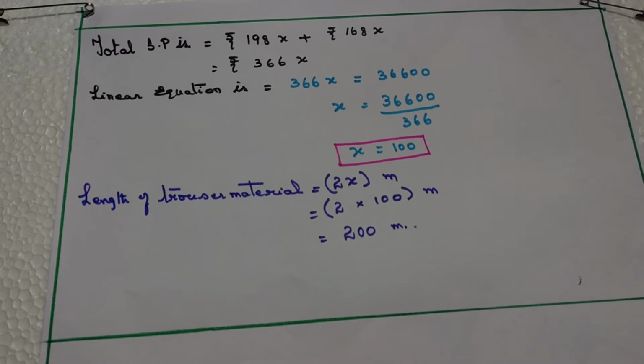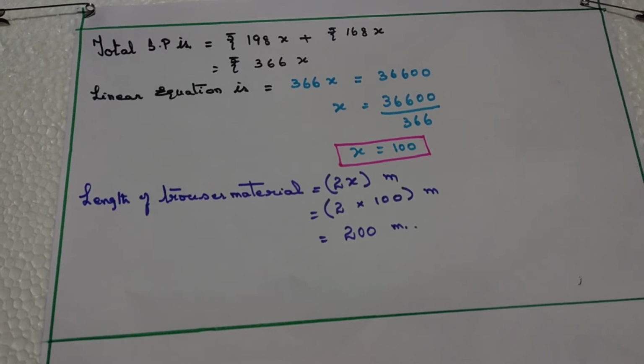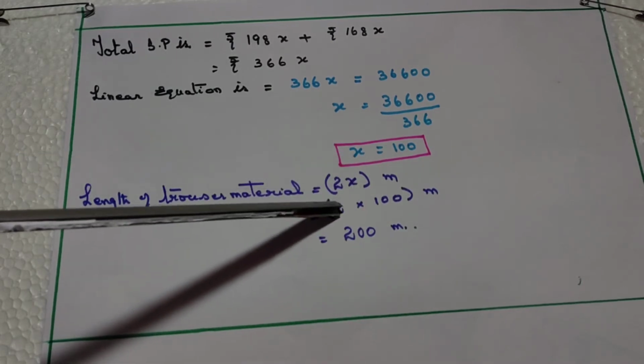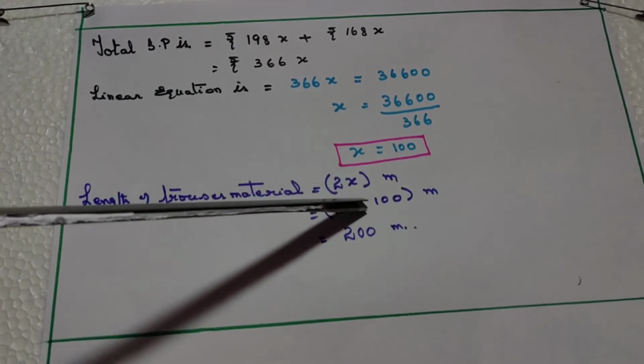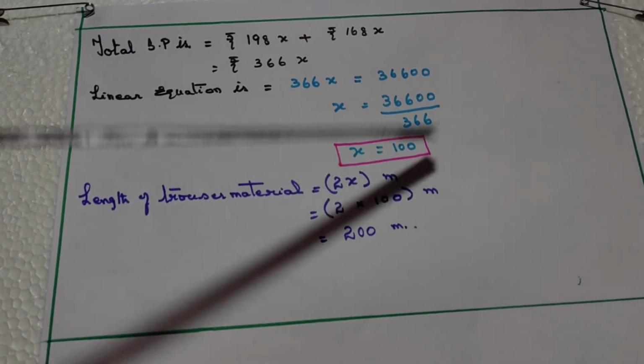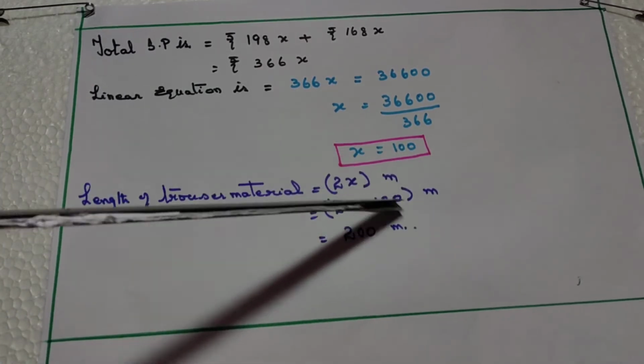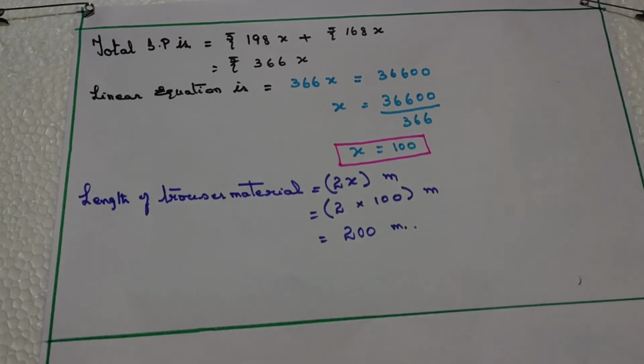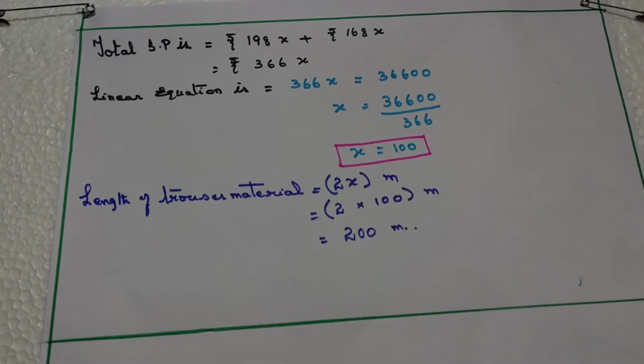Now what is asked? The length of trouser material. What is the length of trouser material? 2x. That we already got. So 2x meter. Now what is your x? 100. 2 into 100, 200 meter. Suppose they ask you to find even the shirt material length, then we know that should be multiplied by 3. X into 3x, right? So 3x is equal to 300. So you must read the question carefully and answer accordingly.